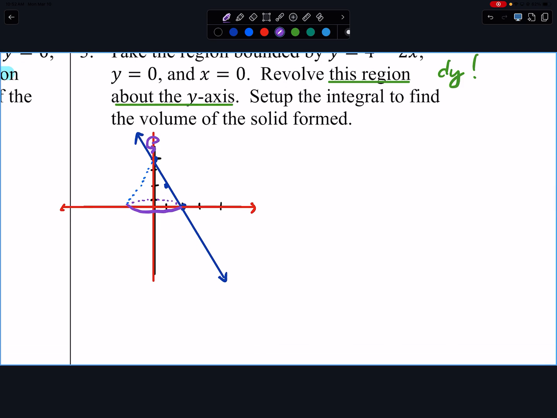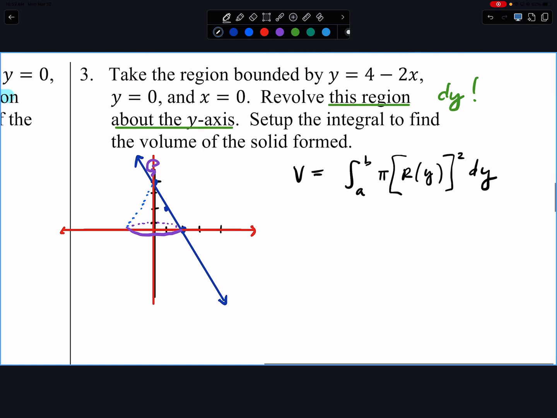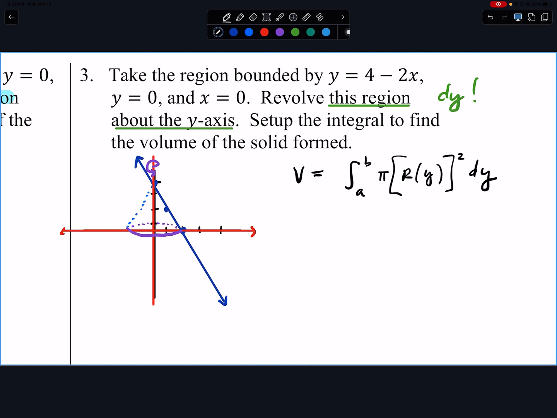Cool. All right. Now here comes the easy part. Remember, because we're revolving around y, it's going to be r of y technically, dy. But we have to be careful, because is our function ready to do that? So I have to get what by itself then? X. So I have to solve for x here first.